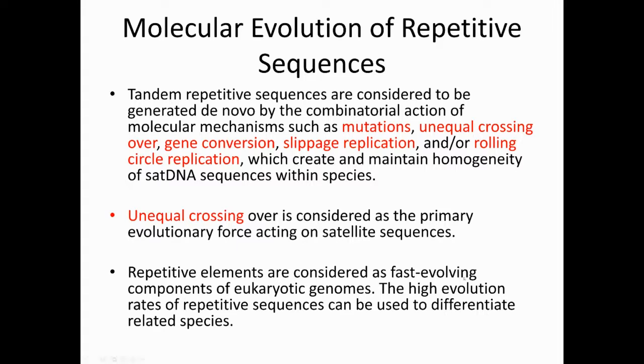Okay, so we just explained that previously. Tandem repeated sequences are considered to be generated de novo by the combinational action of mechanisms like mutation, unequal crossing over, gene conversion, slippage replication, or rolling circle replication.